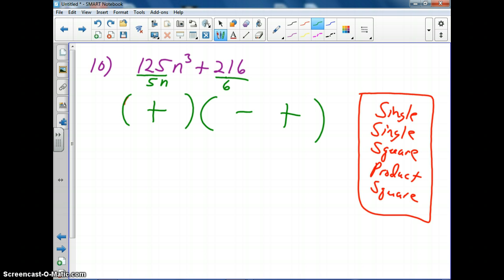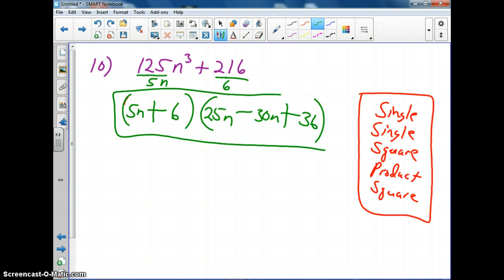So here we go. Single, 5n. Single, 6. Square, 25n squared. Once again, you square 5n, 5n times 5n, 25n squared. Product, that's right, you multiply the two together. Product means multiply. 30n. Square, 36. 6 squared is 36. That's it. There's the answer to the problem. You're done.